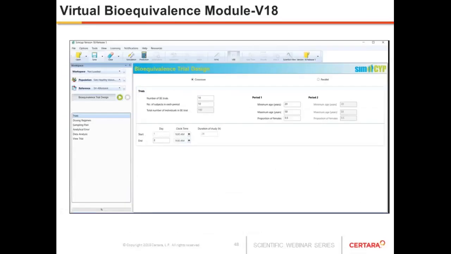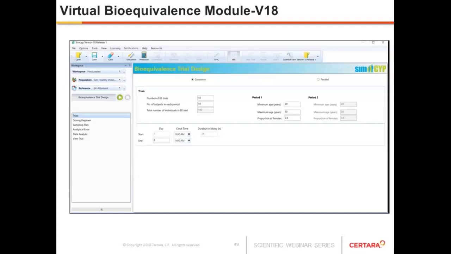The last slide shows that, in addition to the ADAM model changes occurring in version 18, we are now coming up with a virtual bioequivalence module within Simcyp, by which the user can simulate the two basic bioequivalence trial designs, crossover and parallel, for the population under consideration. It could be a sim-healthy volunteers or the patient population under consideration, and then the user can establish bioequivalence between the substrate test compound and the reference compound.